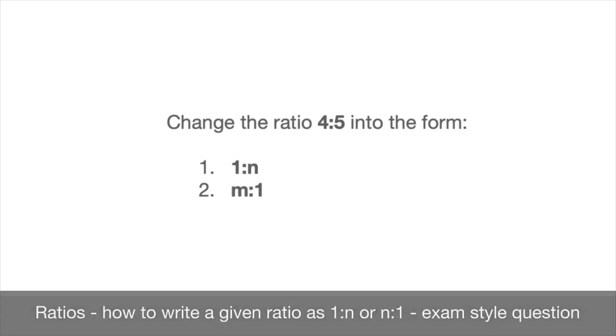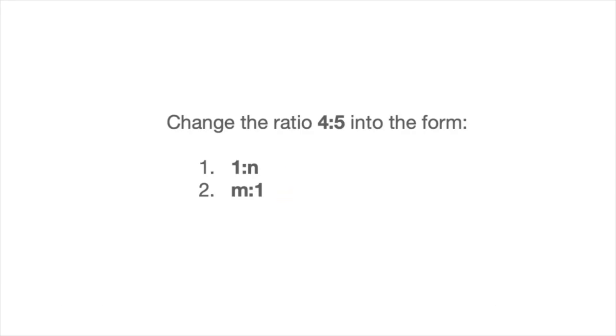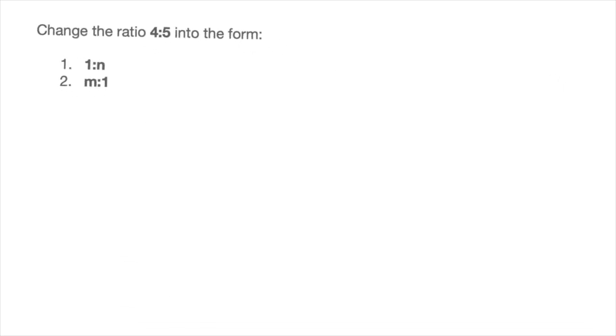Let's say we're asked to change the ratio 4 to 5 into the form 1 to n as well as m to 1. This type of question is an absolute must-know when studying ratios. And it's a very common exam question. To solve it, let me start by moving the question to the side, like so.